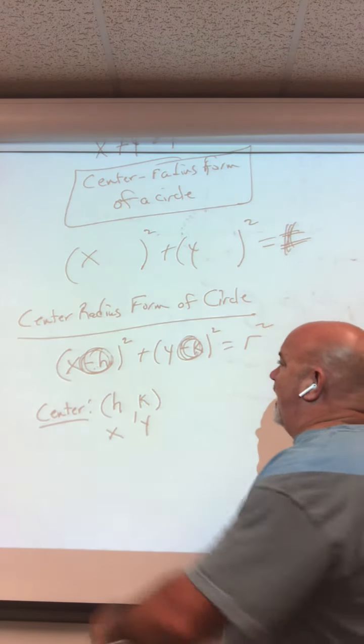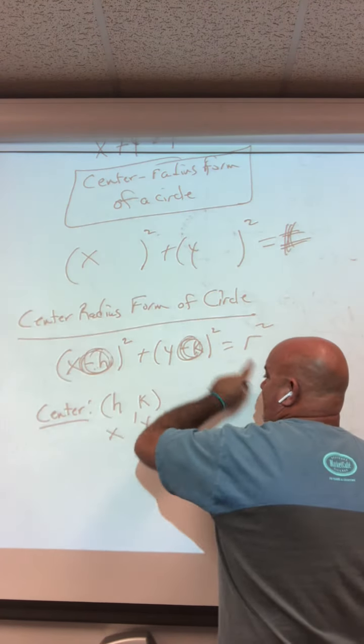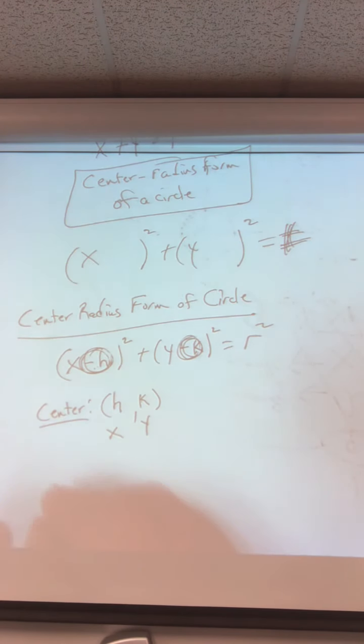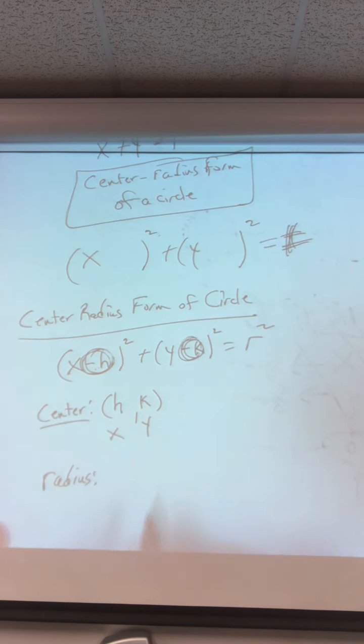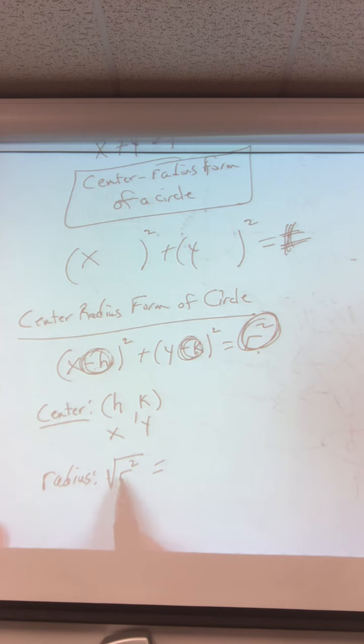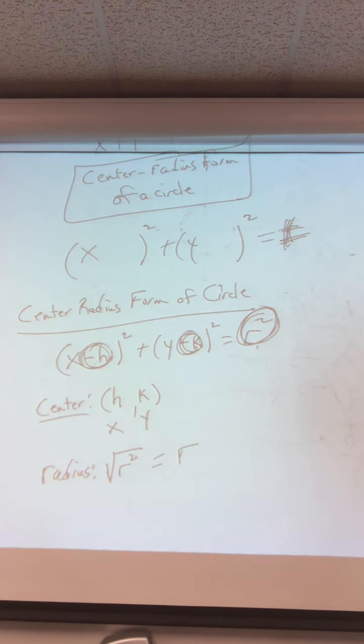Now, how do we find then the radius just by looking at this? So let's do that. Radius. You find the radius by taking the square root of whatever's on the end right here. Well, if you take the square root of r squared, you would just get r. And by the way, the reason we use the letter r there is that r stands for radius.